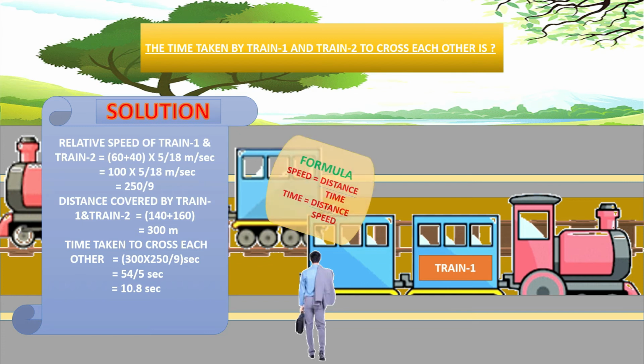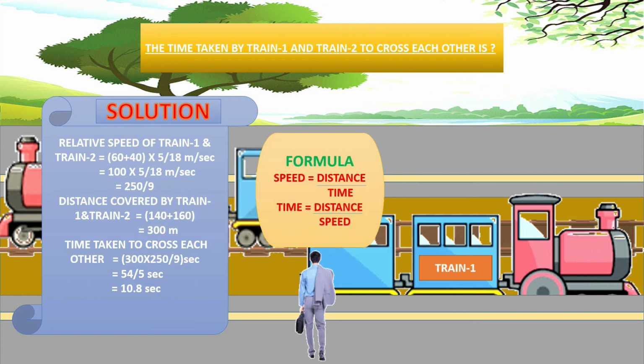Already we know the formula: speed is equal to distance by time. Here we are going to find the time, so the formula will be time equal to distance by speed. Already we found the relative speed, that is 250 by 9 meter per second. Already we know the distance, that is 300 meter. So we are going to solve 300 into 9 by 250. The answer will be 54 by 5 seconds. By cancelling it we will be getting 10.8 seconds. So the answer is 10.8 seconds.